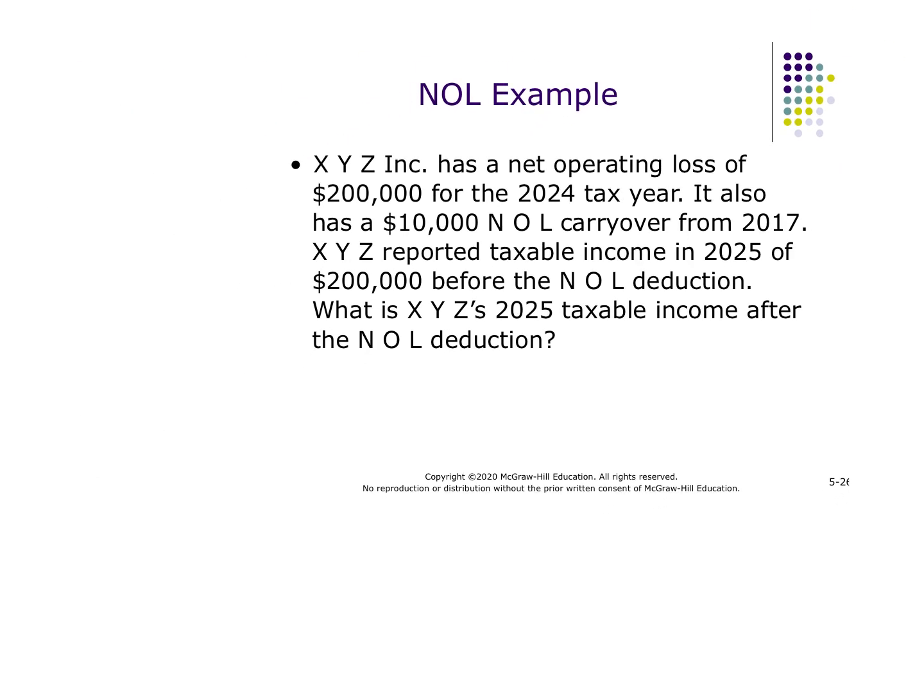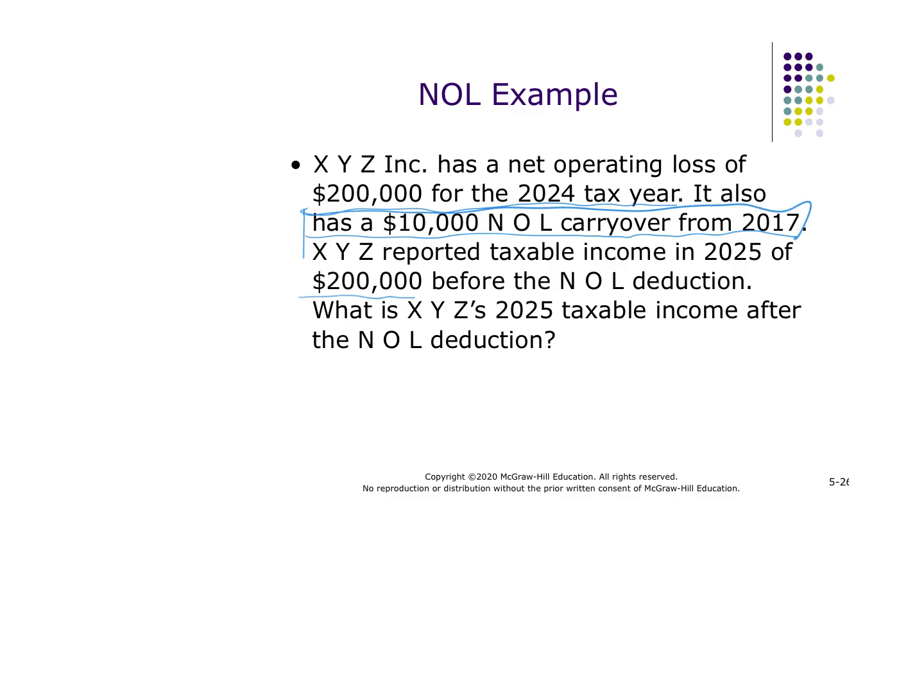Here's a good example. All right, so in this example, we've got a corporation that has a net operating loss of $200,000 for the 2024 tax year. It also has a $10,000 net operating loss carryover from 2017. It reported taxable income in 2025 of $200,000 before the NOL deduction. What is their taxable income after that NOL deduction? Okay, so first thing, we got to use them in FIFO order. So we have to use this 2017 net operating loss first.